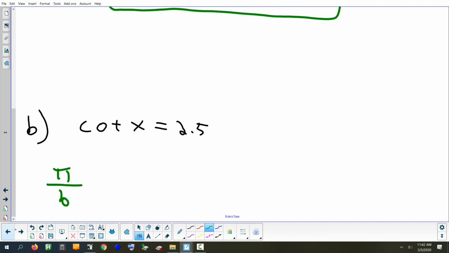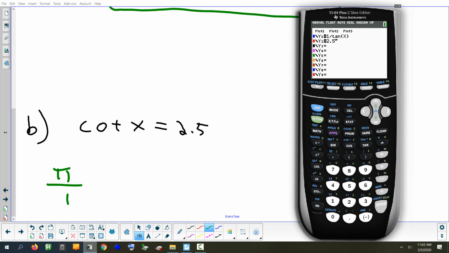So Jared, what's b in this case? 2.5. That's my constant on the other side. X. And the coefficient of x. 1. If you don't see it, it's a 1. So the cycle length of this graph is pi over b, in this case, pi over 1. So set your window from 0 to pi. You can just type 3.14 if you want, or just pi, it'll change it for you automatically.